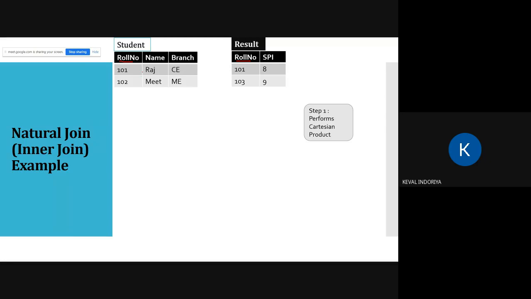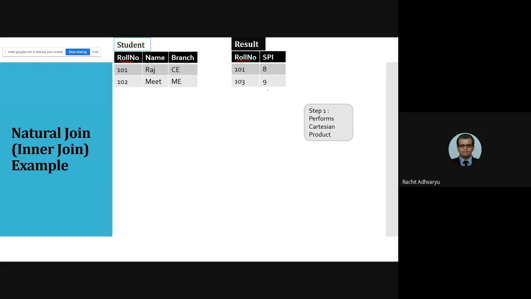101 CE 108. Okay. 101 CE 103 and 9. Okay. 102 Meet ME 108. Okay. 102 Meet ME 103 9. Great. Exactly. Very good. So what is the Cartesian product?